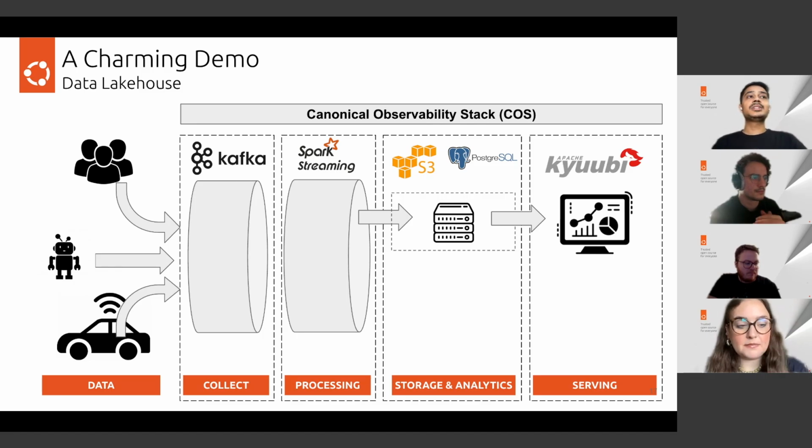In the storage layer, we will see how the processed data can be stored in S3-compliant storage, as well as the metastore in PostgreSQL. And finally, we will see how we can leverage the power of Apache Kyuubi to make queries on that data and then perform analytics on it. And in the end, we will also see how we can integrate the Canonical Observability Stack to monitor the situation of our cluster and metrics.